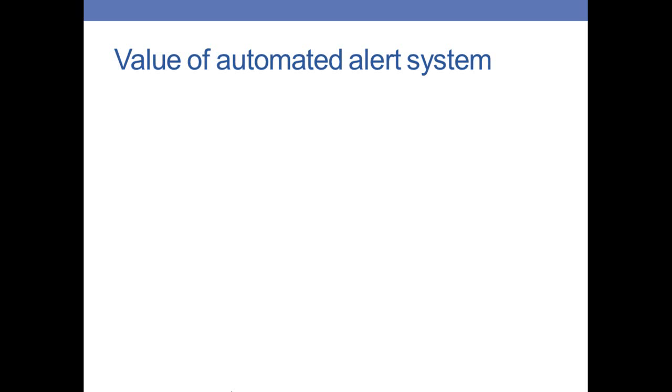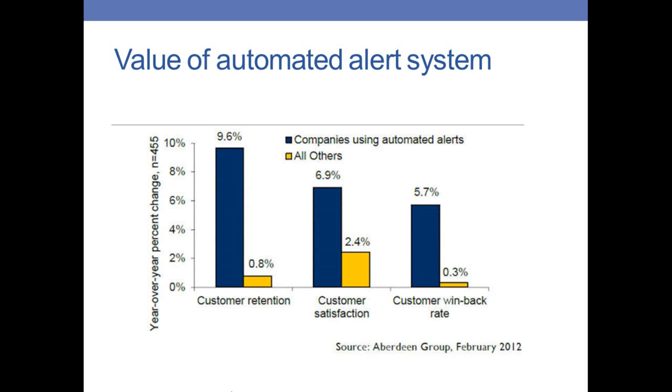This makes intuitive sense. When you follow up with customers to solve problems, it makes them less likely to leave and sends a message that your company cares about their business. All of this leads to greater loyalty and positive word of mouth. In the same study, it was found that companies with an automated alert system significantly outperform their peers in the areas of customer retention, satisfaction, and winning back lost business. This graph shows the average yearly change in these variables among companies with alert systems versus those without alerts.